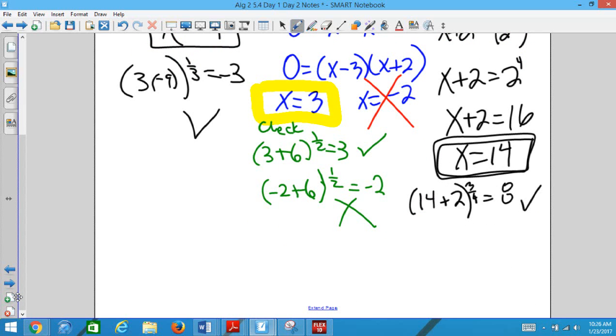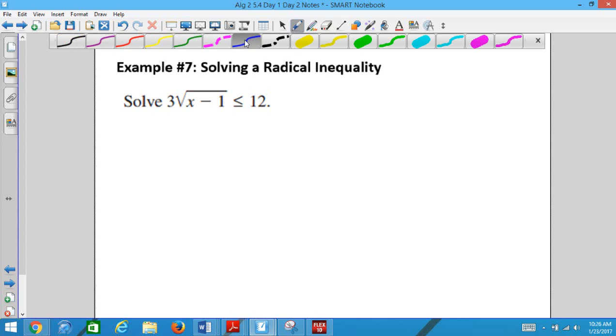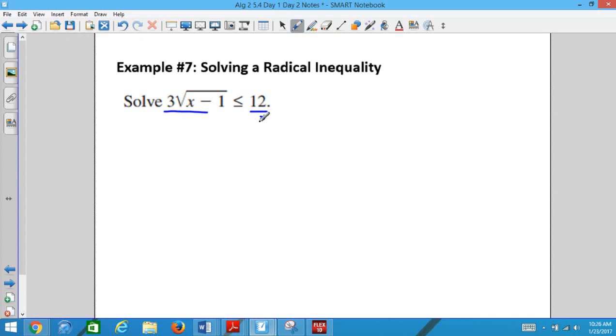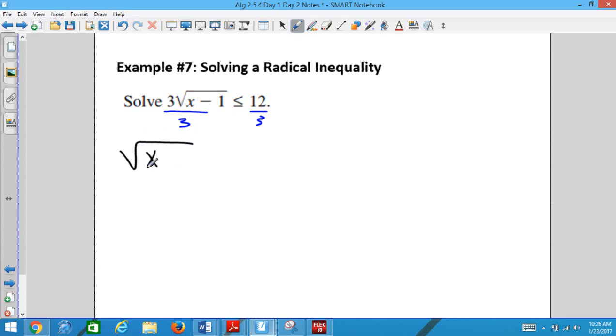All right, the last section of the notes today, we're going to be solving radicals that have inequalities. So they're not equal signs, they're less thans or greater thans. So I'm going to start out by solving these the way that you think you'd solve them, just the same that we did the equal signs. We're going to divide by 3, and we get square root x minus 1 less than or equal to 4.